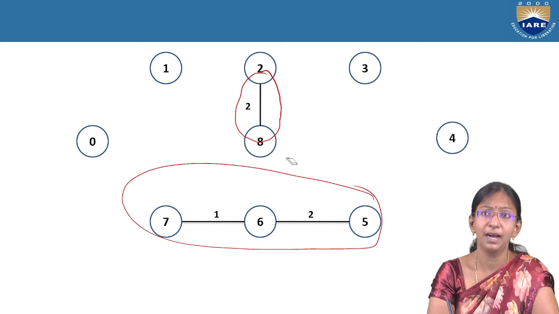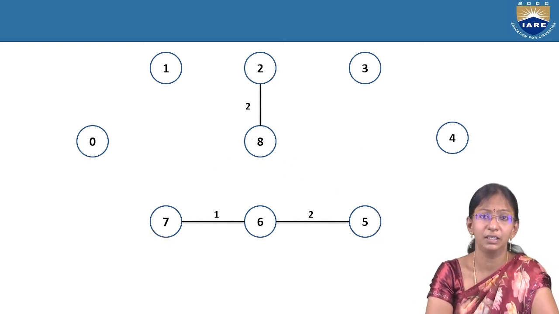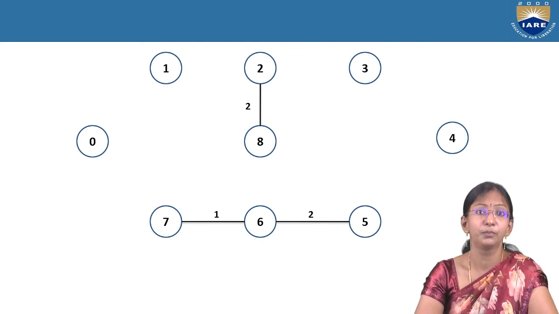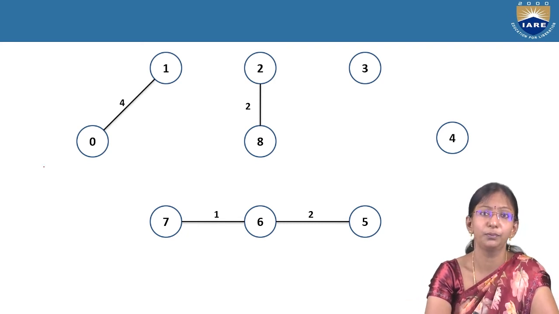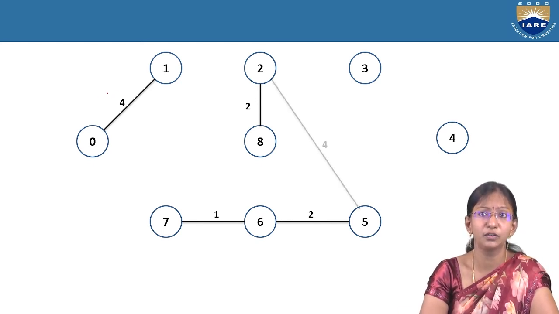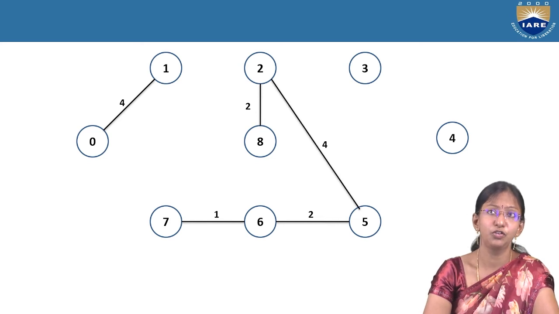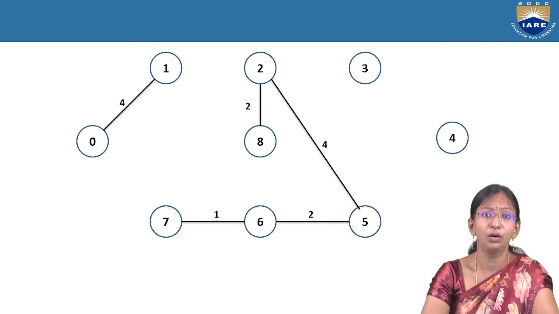The previously added edges act as subgraphs of the given graph, but they are not spanning trees. The next least weight edge, which is not going to form any cycle, is 4, between 0 and 1. Then the next least one is between 2 and 5, which is 4 once again. Even adding this one will not harm.